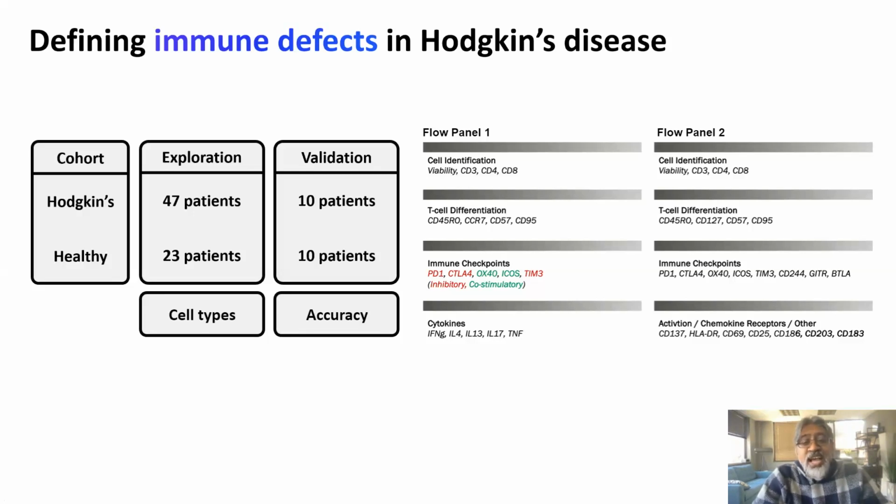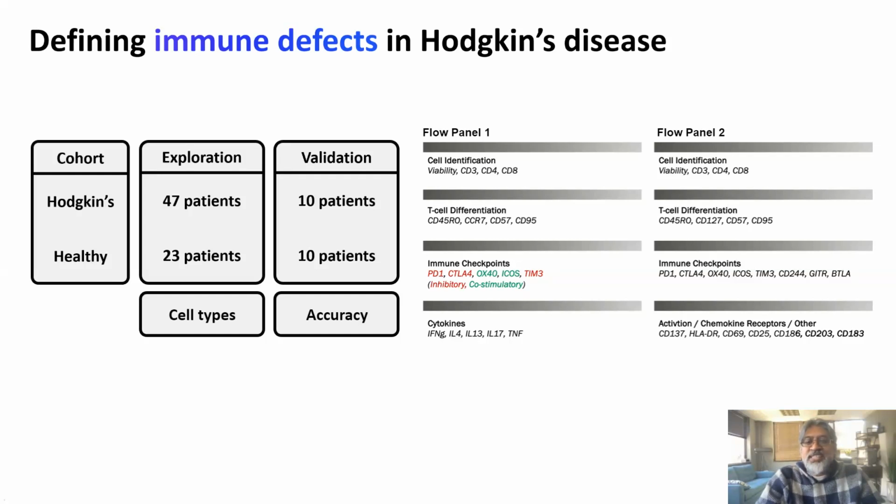Then we looked at cytokines, interferon gamma, IL-4, IL-13, IL-17, and TNF to provide a kind of functional landscape of the immune response in Hodgkin's patients. The first panel actually stimulates the cells with PMA ionomycin, a polyclonal activator of T cells, and looks at these functional responses. The second panel doesn't stimulate these cells and looks at them directly ex vivo.